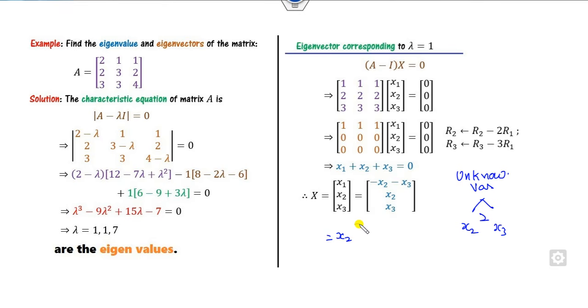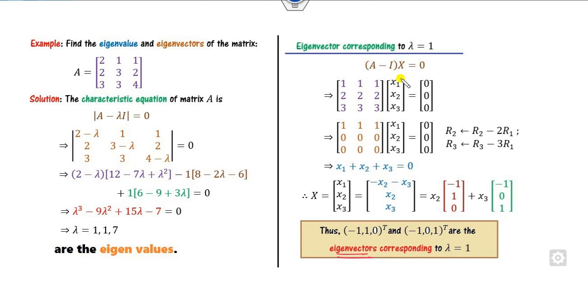So you can write this as one for x2 and another for x3. What is the coefficient of x2? In the first line it is minus 1, then plus 1, then 0. What about x3? Minus 1, then 0, then plus 1. So these two are my eigenvectors corresponding to lambda equal to 1.